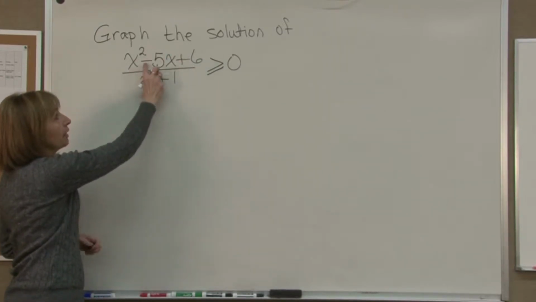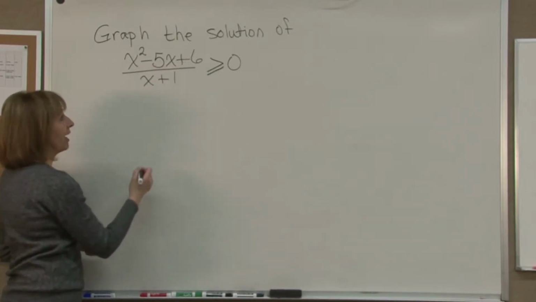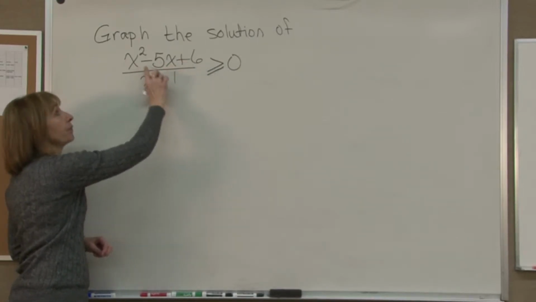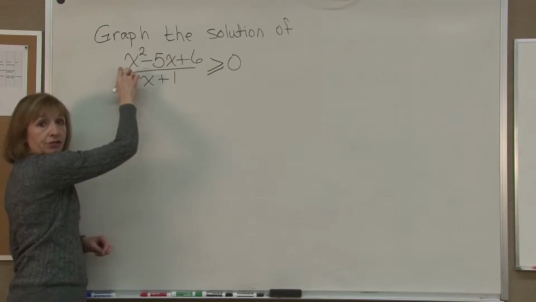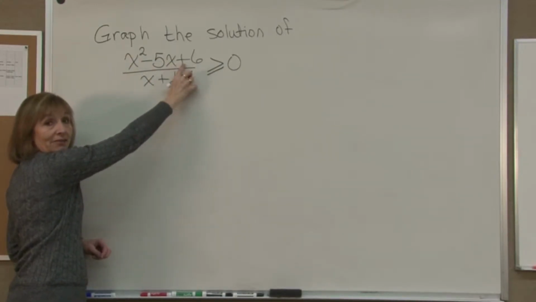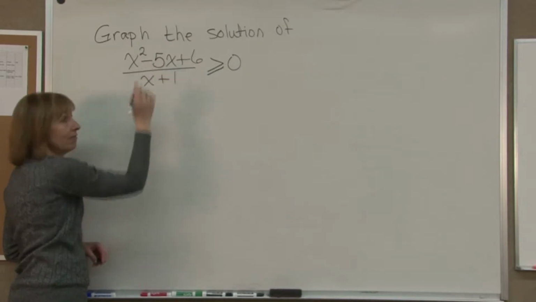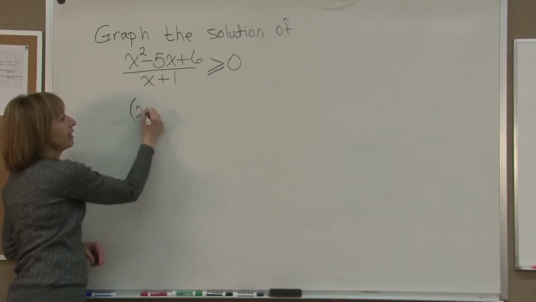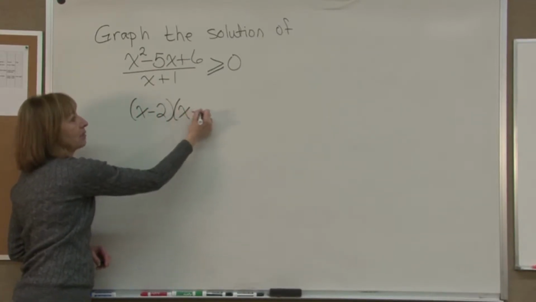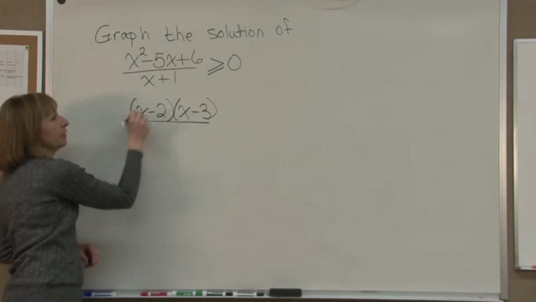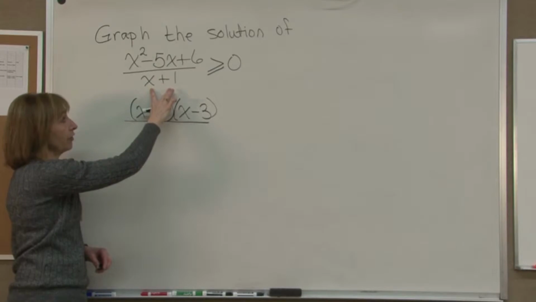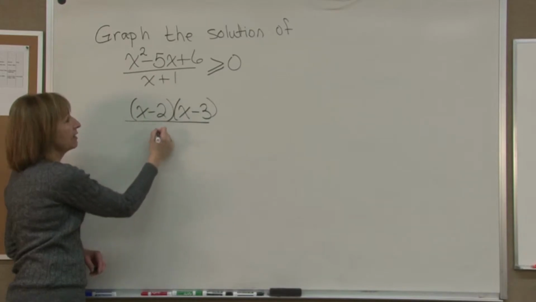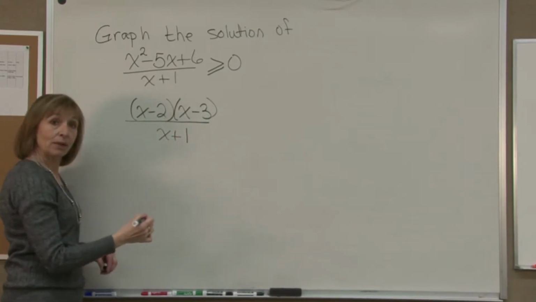Now the numerator x squared minus 5x plus 6 does factor. It's a trinomial. There are no common factors all the way through. It's in descending order. The lead coefficient is 1. And the factors of positive 6 that add to get negative 5 are negative 2 and negative 3. So my numerator factors as x minus 2 times x minus 3. And that's all over my denominator, which doesn't factor any further. There are no common factors all the way through, and my x is to the first power. So that denominator x plus 1 is just going to stay the way it is.